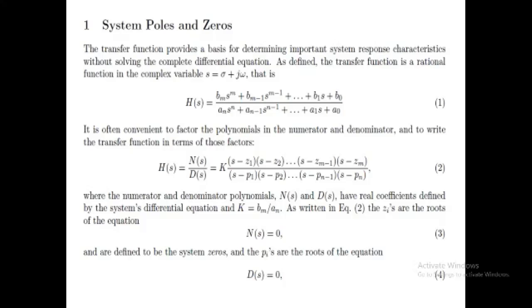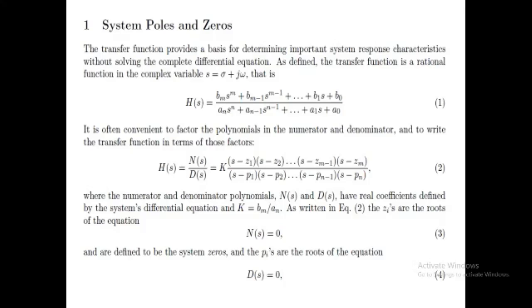So this G(s) is always equal to V0(s), that is the output of the transfer function, to the Vi(s), that is the input of the transfer function. Or more generally, we can say that G(s) is equal to C(s) upon R(s). Moreover, we can consider this G(s) as H(s), and C(s) is equal to N(s) and R(s) is D(s), to understand very simply, where this N(s) is nothing but the Laplace transform of the output and D(s) is the Laplace transform of the input.